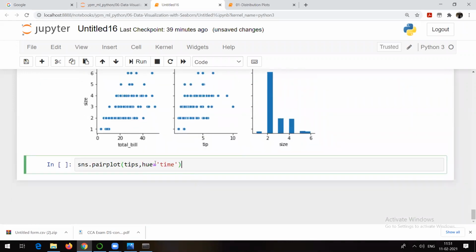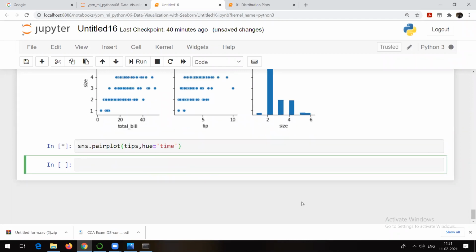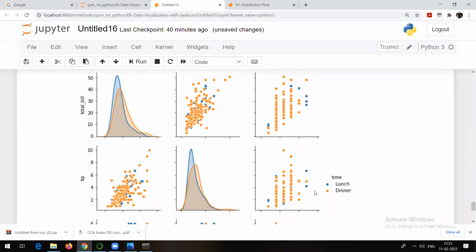Now see, that means we are trying to consider the categorical data also. What are the values for time? Only two values, dinner and lunch. Let me run it. Now see, you can check it.